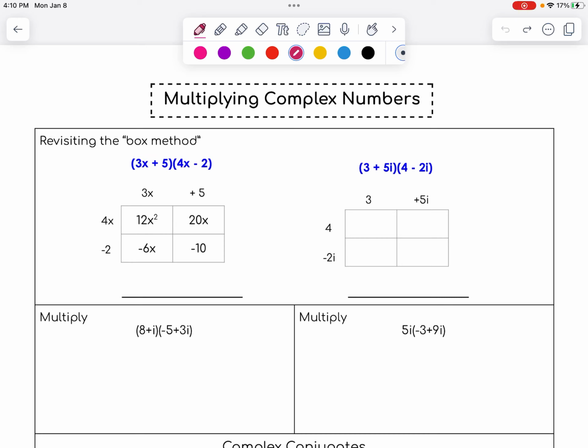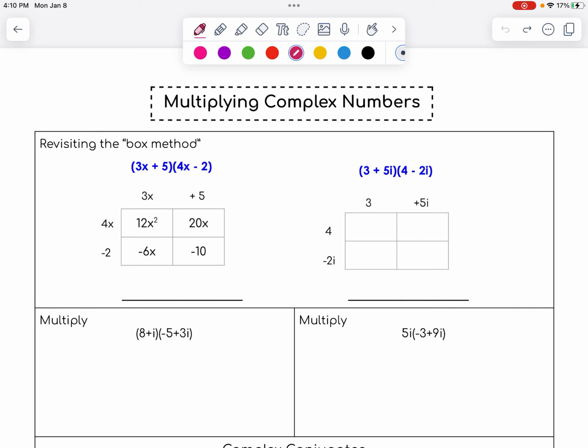This video is going to cover how you can multiply complex numbers. So before we start multiplying, I just want to revisit the box method. Some of you are familiar with the box method and really like using it. Some of you don't, and that's okay. You don't have to use it. But it's one of the methods that we use to distribute two polynomials to each other when we multiply.